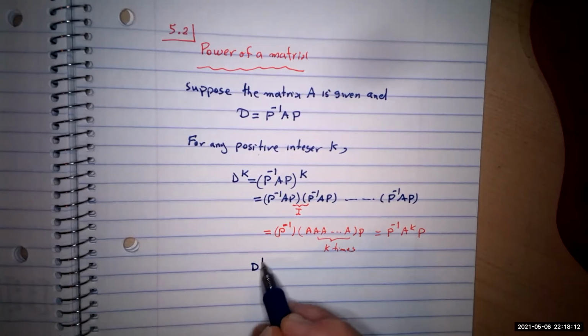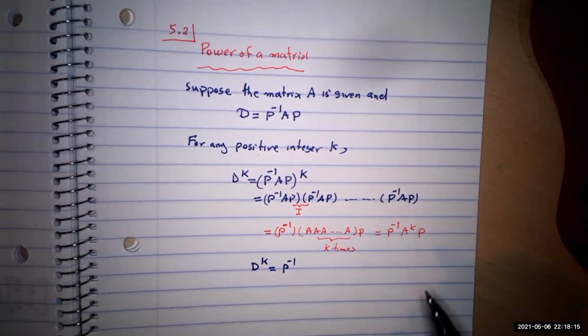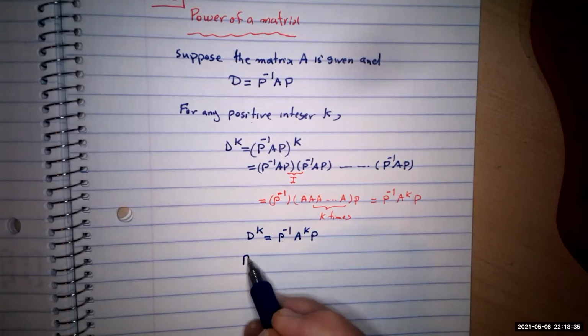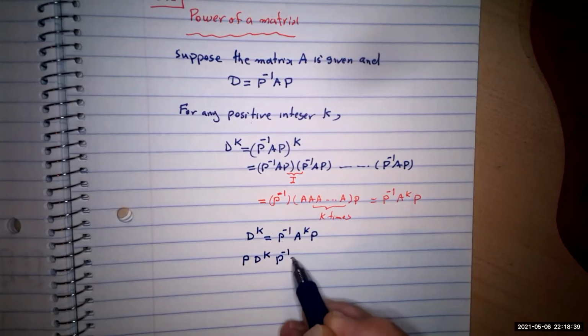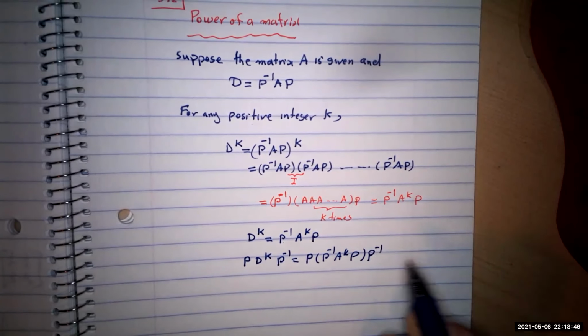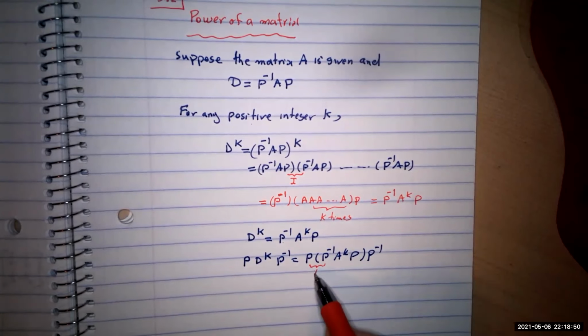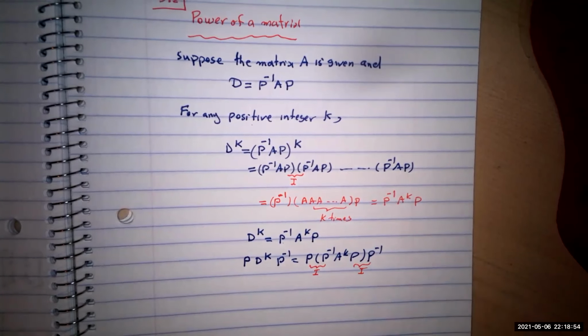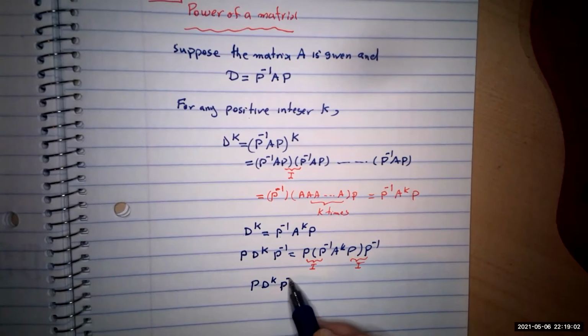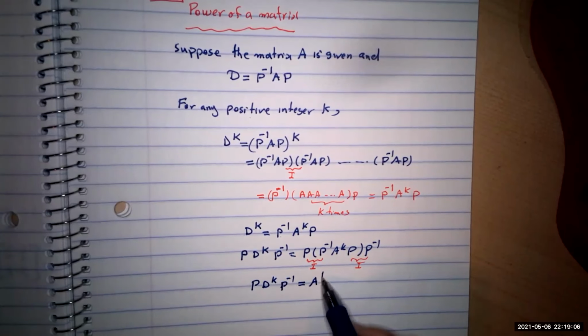So what we have is D to the K equals P inverse of A to the K times P. Now, P is invertible, so we can solve for A to the K. In order to solve for A to the K, you have to get rid of the P inverse and the P. So I multiply from the left by P and from the right by P inverse. That gives me P D to the K P inverse, and on the other side the P inverse A to the K P sandwiched between P and P inverse, these are going to disappear and become identity. So the result is simply A to the K.